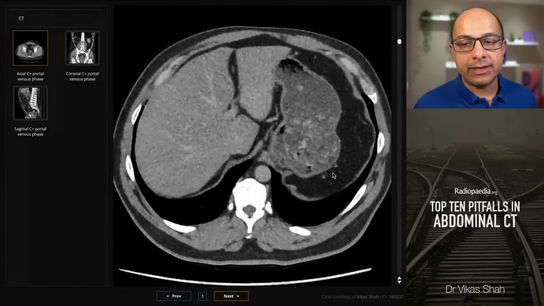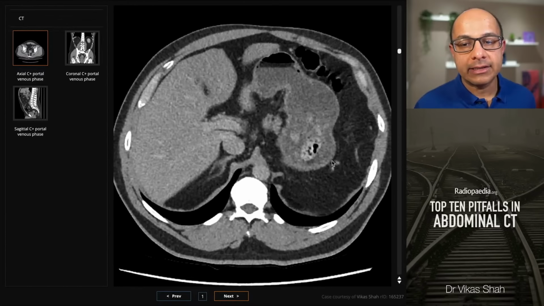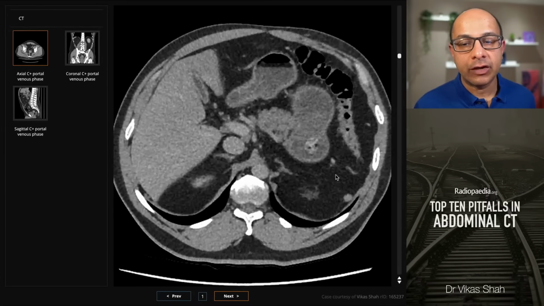Splenosis is something different. Splenosis is when you've had previous splenic trauma or surgery and small islands of splenic tissue can auto-implant throughout the abdominal cavity or sometimes even within the chest if there's been diaphragmatic trauma. And they will take blood supply from other adjacent organs but not from the splenic artery.